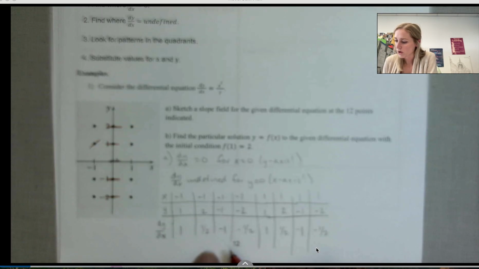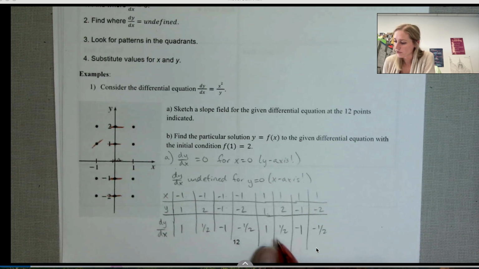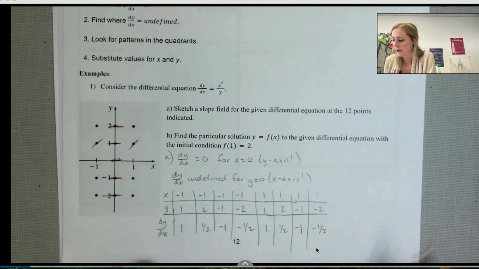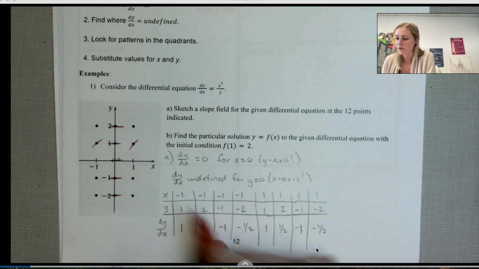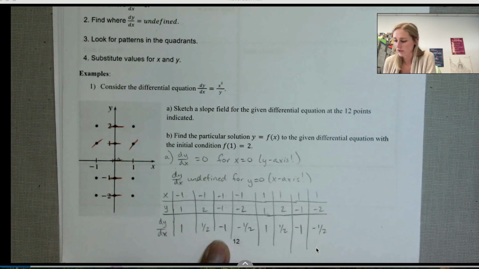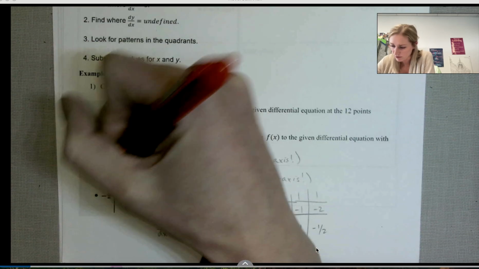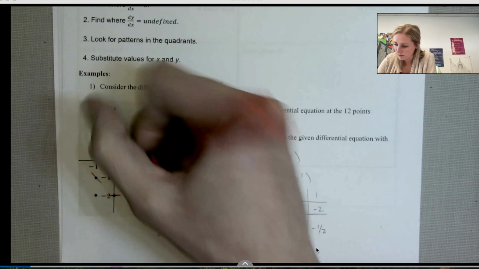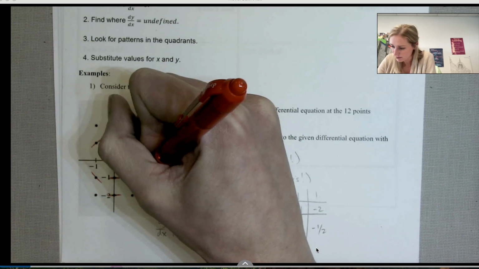Okay? I'm going to do all my 1. So the other place I had a slope of 1 was at 1, 1. So I want to make those look identical if I can. Then we had some slopes of negative 1, so it should be the same steepness, just the other way, at negative 1, negative 1, and at 1, negative 1. Sorry, I did those backwards.